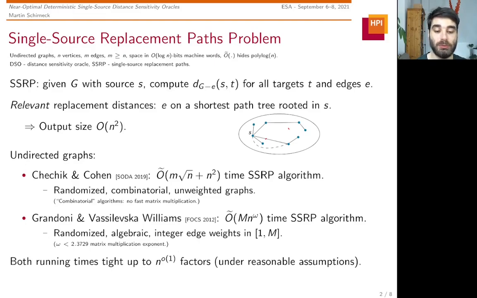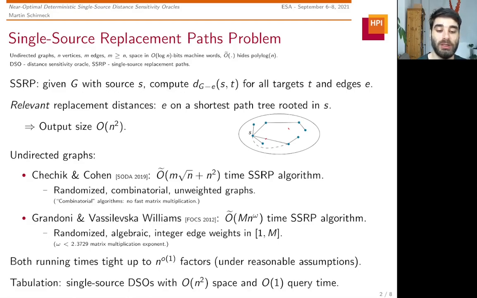And under reasonable assumptions, these running times are tight up to subpolynomial factors. The first one, at least for combinatorial algorithms, and we also do not expect any huge improvements for the second one. And of course, any SSRP algorithm, by just storing all the n squared answers, can be seen as a single-source DSO with quadratic space and constant query time, because you can then just look up the answer.